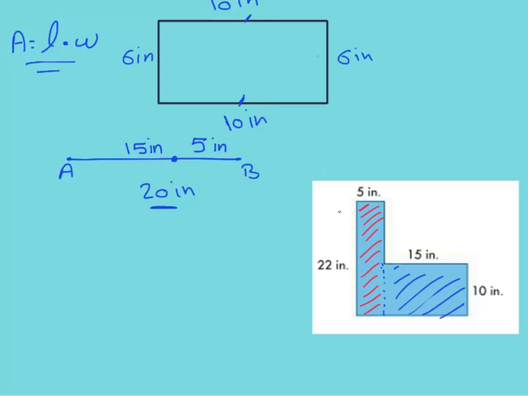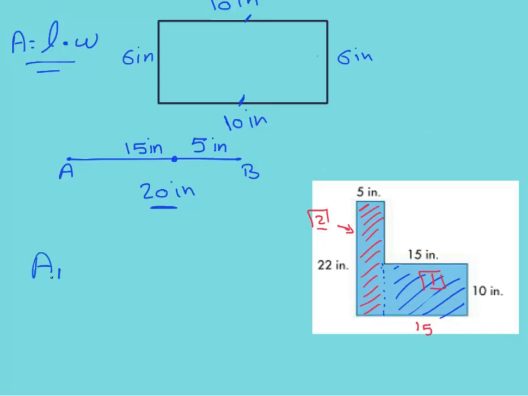I have two rectangles. Look with me. I said the two opposite sides here are equal. This means this is also 15. And this one also 10. Now I will name this one figure 1, and this is figure 2, the second figure. Now I can find the area of each part.